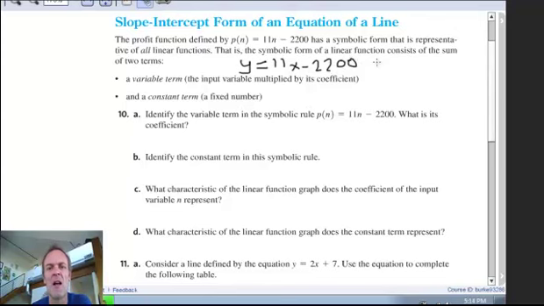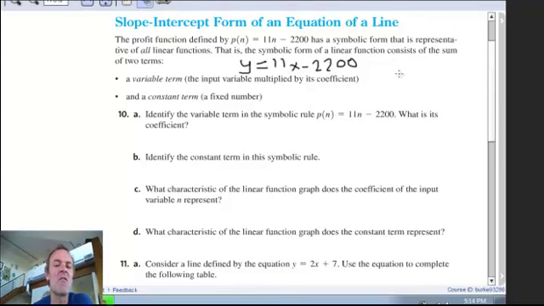Equation of a line. Or in function notation, P of n equals 11n minus 2200, because n is the number of students. With n or x, it doesn't really matter what letter we choose. Okay, so that's the equation of the line, whether it's P of n in function notation, 11n minus 2200, or this y equals 11x minus 2200.